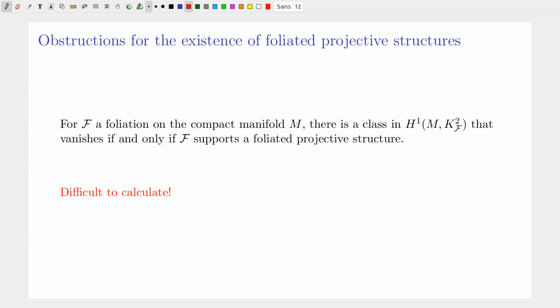So let me give you instances of settings where we can calculate this class. I don't know if there's a question. Sorry, K squared is the line bundle of quadratic differentials? Yes, so K_F is just the dual of my tangent bundle. It's usually called the canonical line bundle of the foliation. So this K squared is the sheaf of quadratic differentials along the leaves of the foliation. And what happens at the singularities?